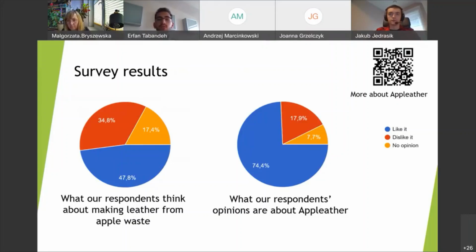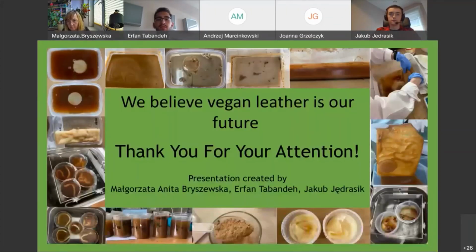For more information, you can also scan the QR code, which could take you to our article on the Student Life magazine of Lodz University of Technology. And by this, we get to the end of the presentation. Hope you enjoyed the journey through our Appleather project, and thank you so much for your attention. We're all ears for your comments and questions.